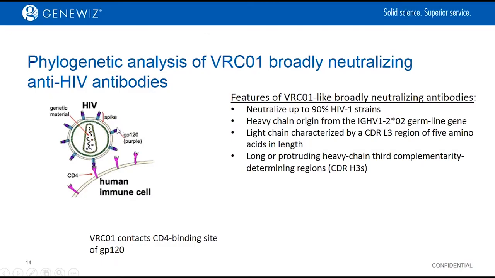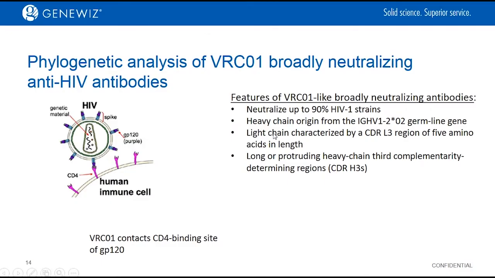HIV infects cells through spikes that are on the outside of the virus. The tip of the spike is formed by glycoprotein 120, GP120, and this sticks to the part of immune cell called CD4. VRC01 binds to GP120 and disrupts interaction between a virus and lymphocyte.